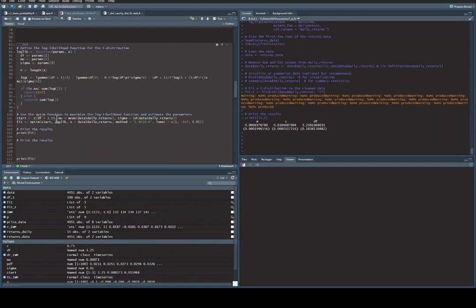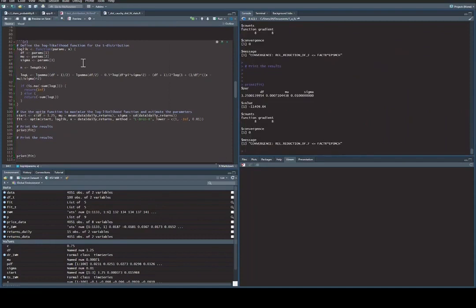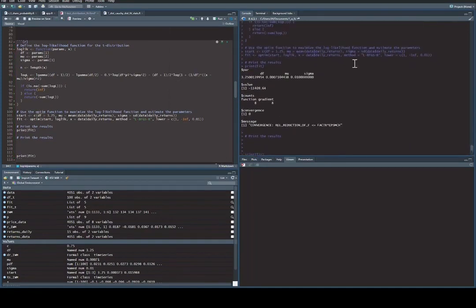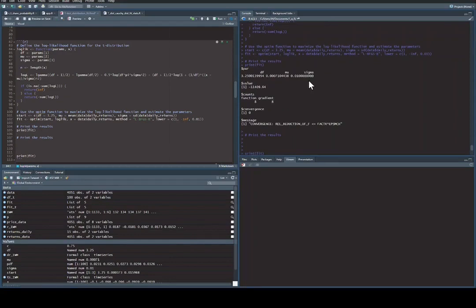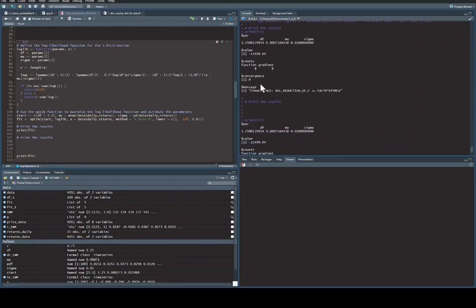I rounded it off to 3.25. So I'll run this function for the chart, and it converges. Despite the NaNs, it converges. That's our new mean. That's our new sigma. And a convergence.